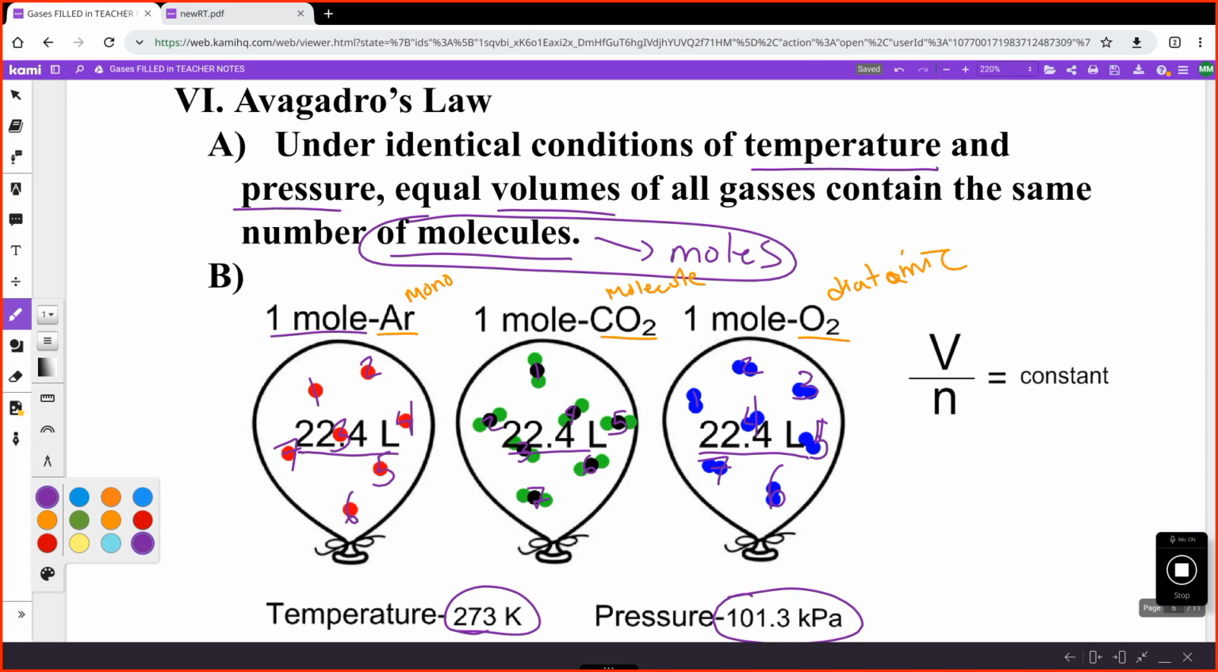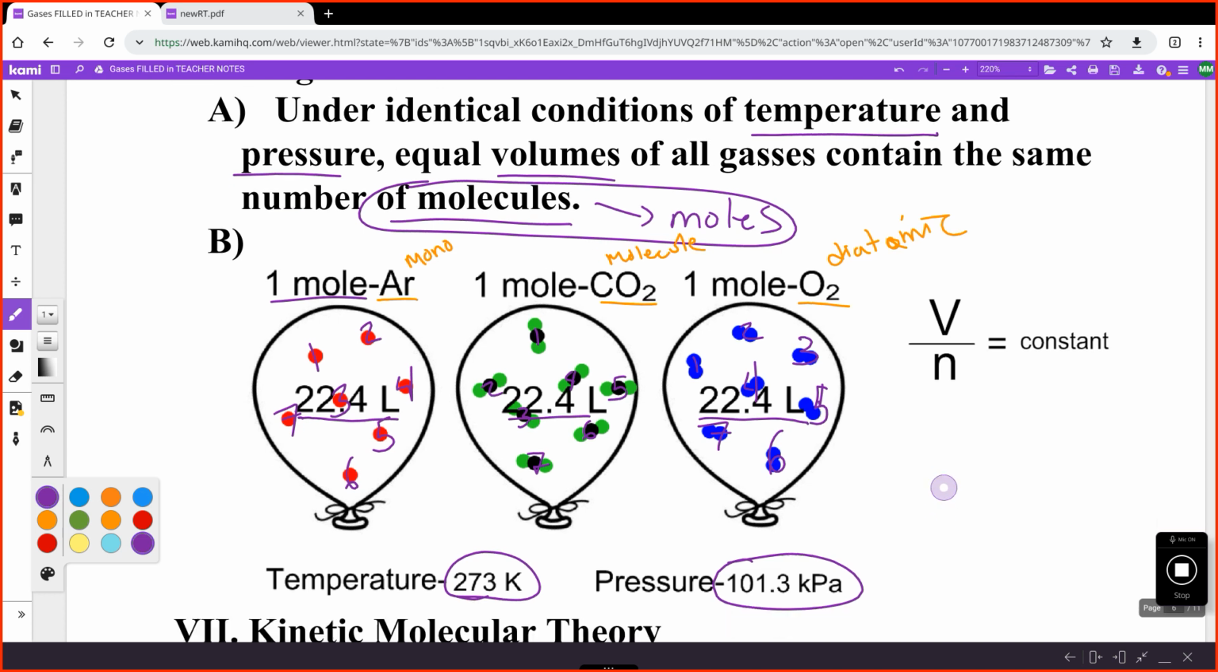Okay, so it's a very simple thing. Same temperature, same pressure, same volume, same number of molecules. And that's Avogadro's law. It only applies to gases. It doesn't apply to liquids or solids. And that pretty much sums it up.